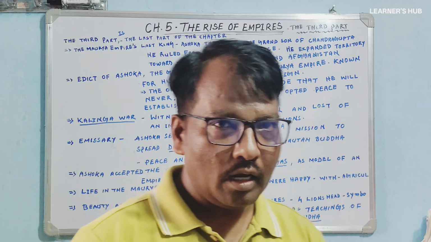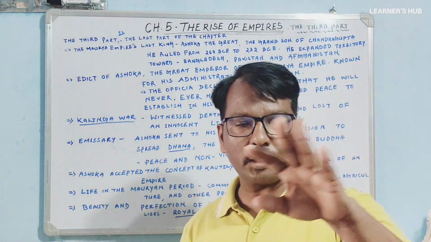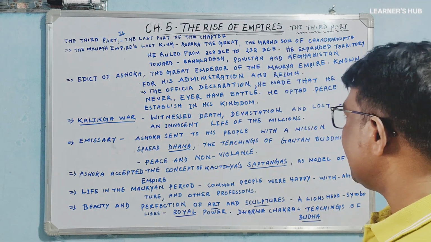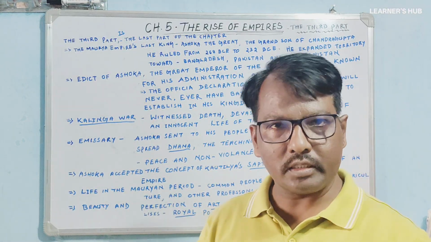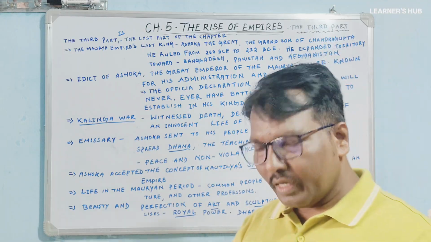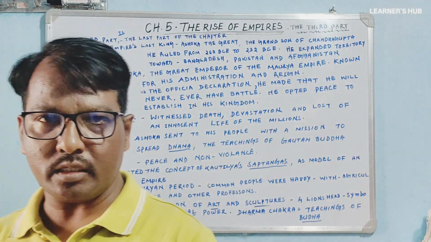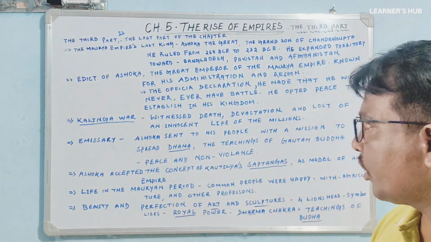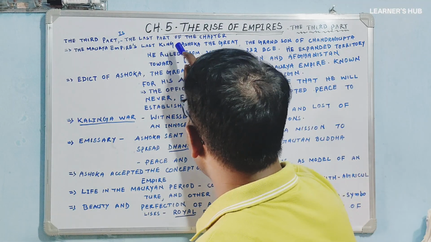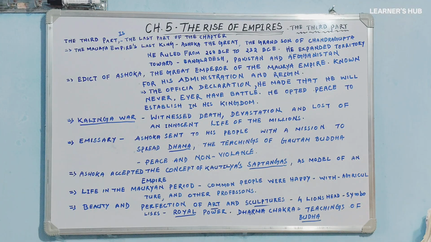Okay, and with that we have not ended this chapter. Today, the last part of chapter 5, the rise of empire, I want to start and finish today itself. With this third and last part, we will end today, and then in the next class we will start the next chapter, the age of reorganization, chapter 6. So coming to the last part of the chapter, in this part we will be discussing the Maurya Empire again.